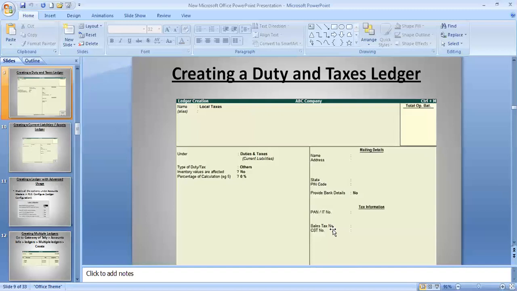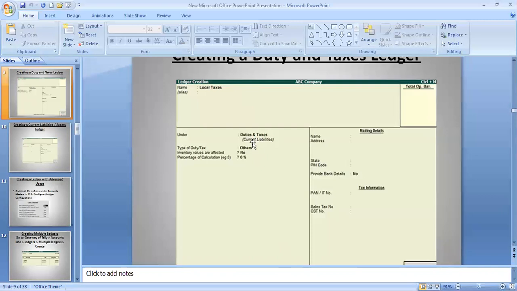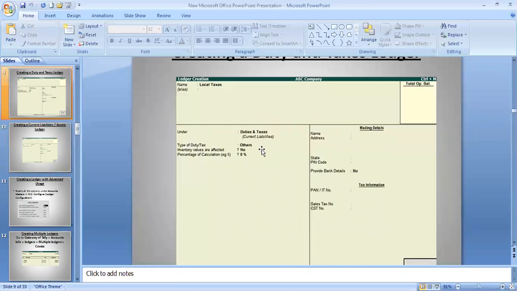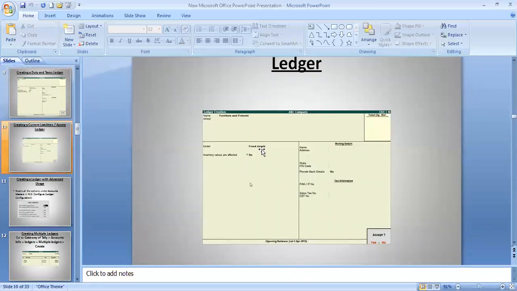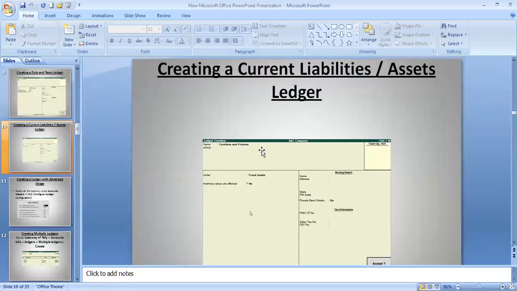So you have given here the local taxes. All the local taxes fall under the group duties and taxes. So just give the information as duties and taxes. Give the values. It is going to be accepted as Yes. Okay. Now it is about creating the current liabilities and the assets. So this is about creating the current liabilities and the assets ledger.